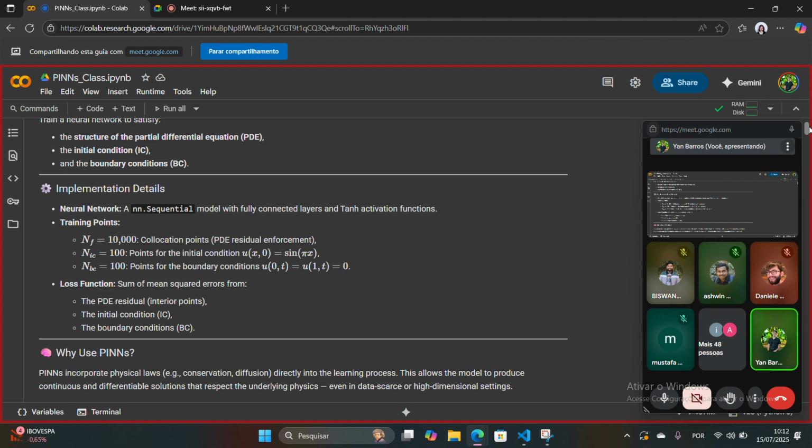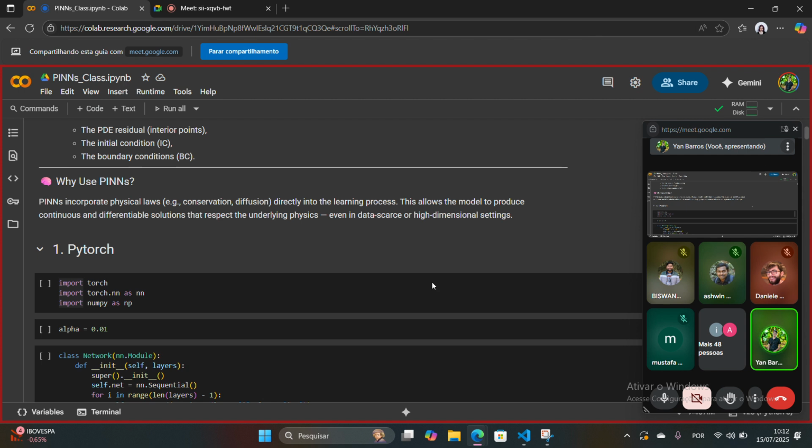When we start using the PINN concept here, the first thing in the code is to import. For the first example we are using PyTorch, so we are importing the torch module and the neural network module from PyTorch, and also NumPy with the alias np. Here, just for a theoretical example, alpha is fixed at 0.01. I forgot the name in English of the number, but yeah.